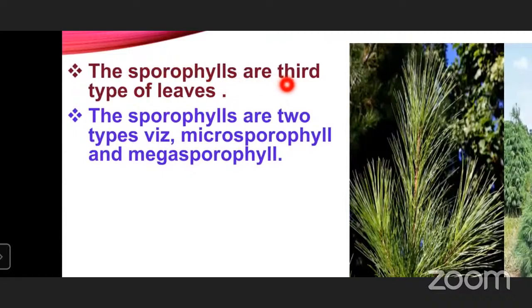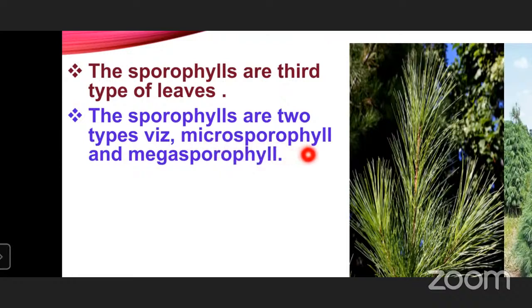And the sporophylls are the third type of leaves. Sporophylls aggregate to form male and female cones. The sporophyll leaves are the third type of leaves. And the sporophylls are of two types: microsporophyll as well as megasporophyll. So dear students, listen to this point carefully. The sporophylls are of two types: microsporophyll and megasporophyll.